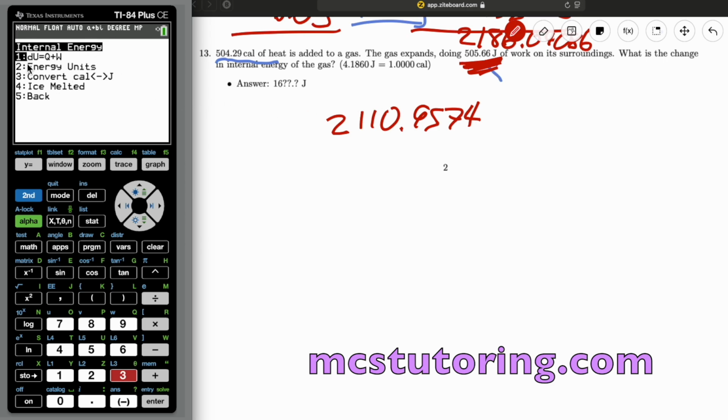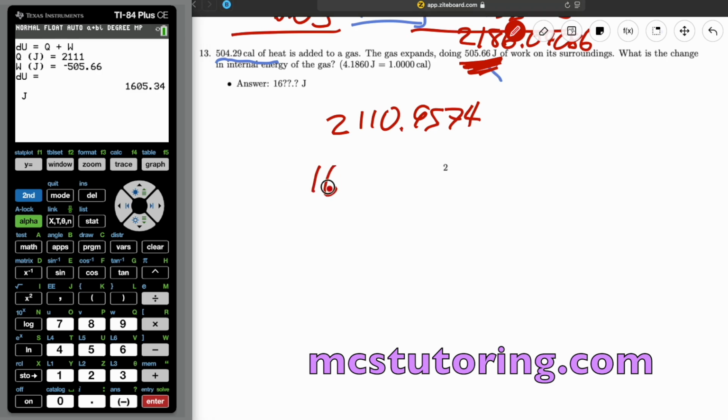So let me explain this. We're going to do the dU equals q plus w, the change in U, the delta U equals q plus w. And again, we're going to be doing this in joules here, so option 2. And then the q, right, that's going to be the amount added. And I'm just going to round it up to 2111 in joules. And then the work, now this is what's funky. Because the gas expands doing work on its surroundings, that's going out from the gas to the surroundings. So it's negative 505.66.